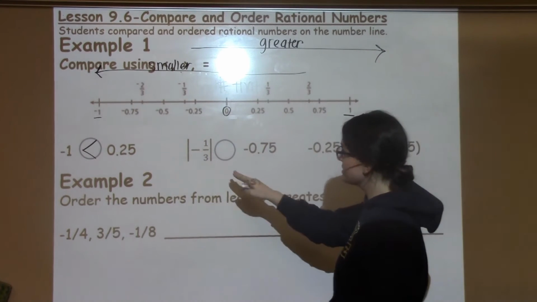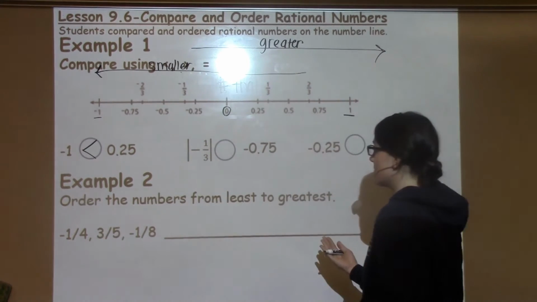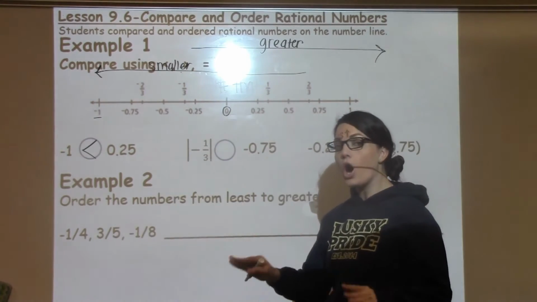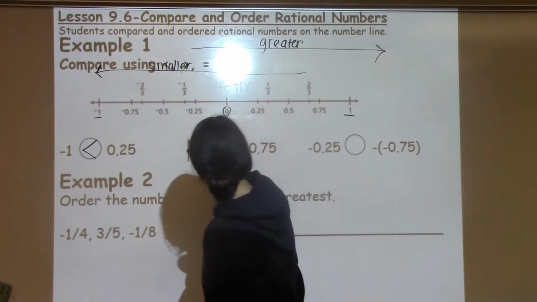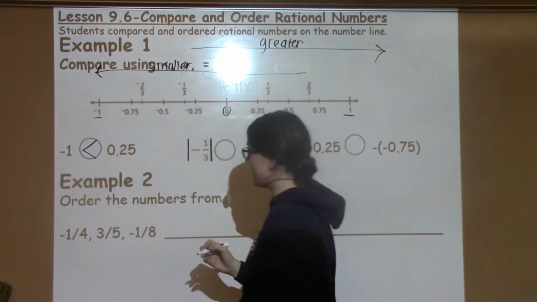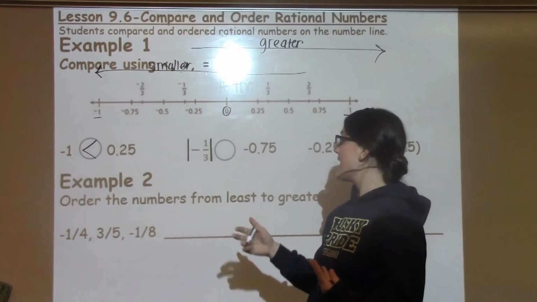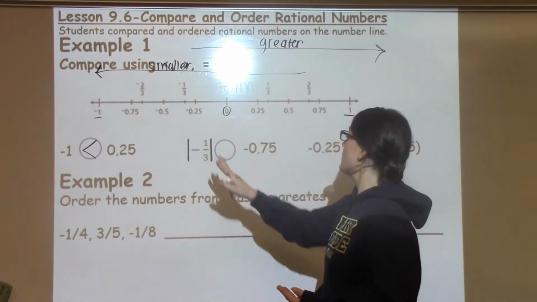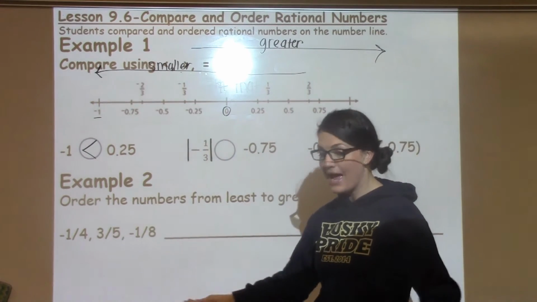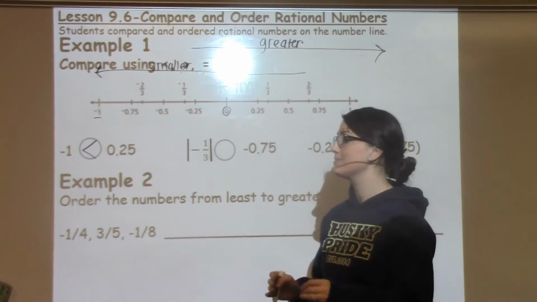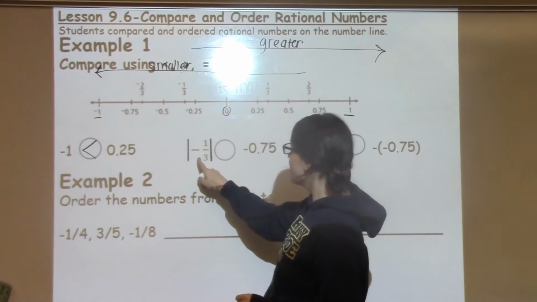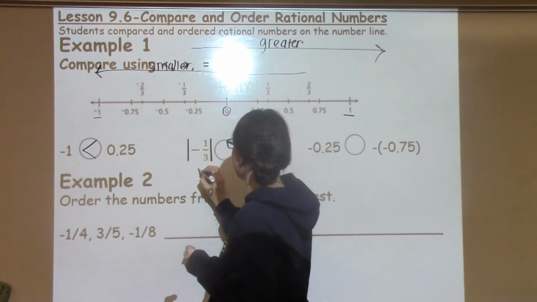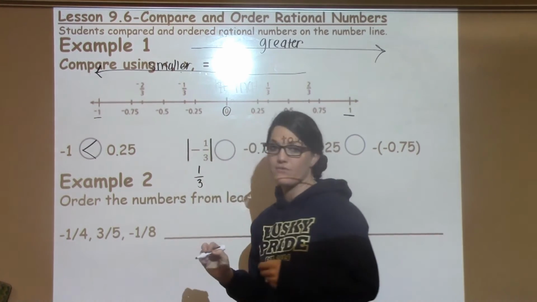The next one says the absolute value of -1/3 compared to -75 hundredths. Now, absolute value, all it means when you see these two lines around a number is it means how far away is this number from 0. So whether it's negative, whether it's positive, how far away is it from 0? That's all absolute value means. So -1/3, when I think just about how far away that is from 0, it's just 1/3 away from 0.